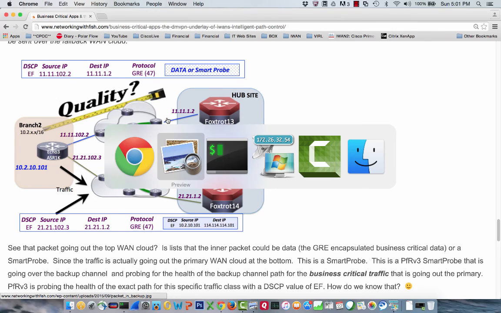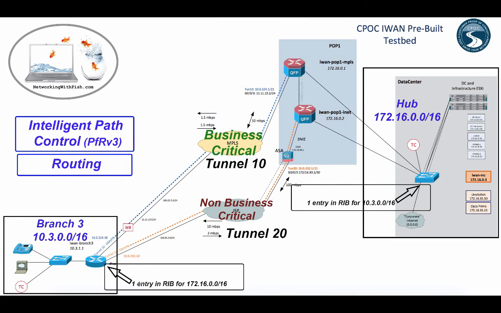What do I mean by that? What I mean is, if I only have one entry in the rib at branch 3, and that entry is to go out tunnel 10, how do I know at all that I can go out tunnel 20 to get to 172.16? Well, here's the beautiful thing, and also why EIGRP or BGP. Intelligent Path Control, PFR v3, can actually read the EIGRP topo table, and it can read the BGP table. It can actually make an intelligent decision at the WAN edge.